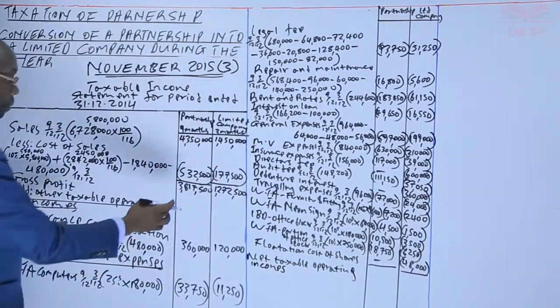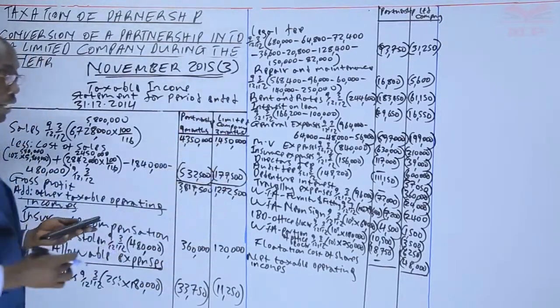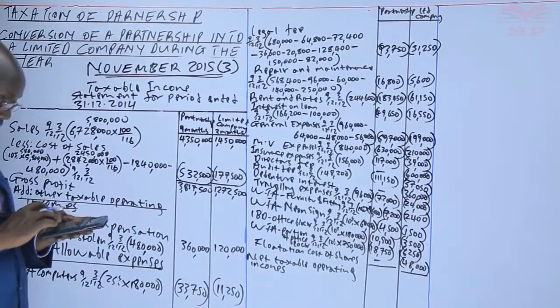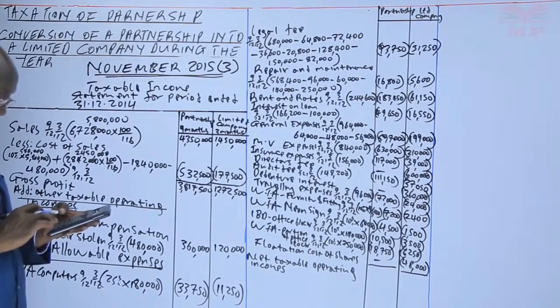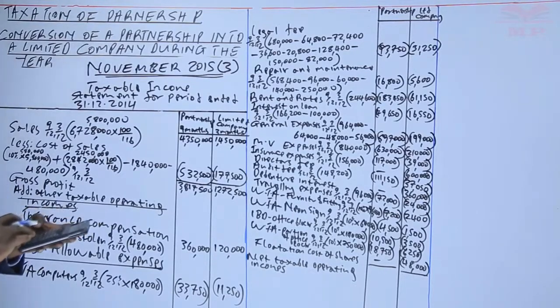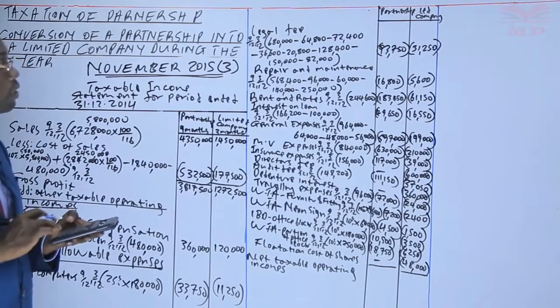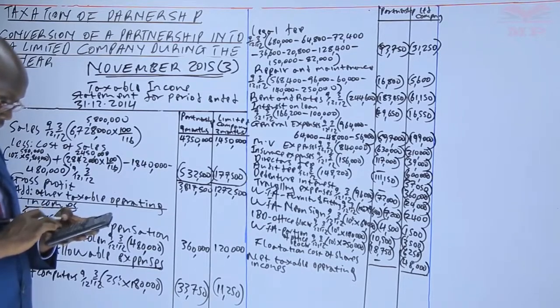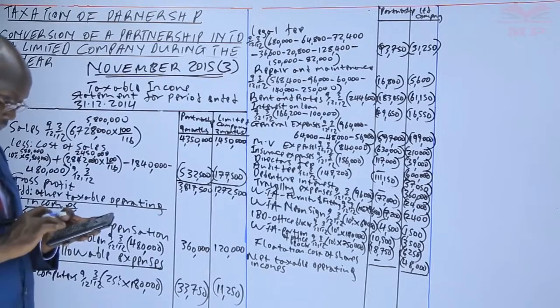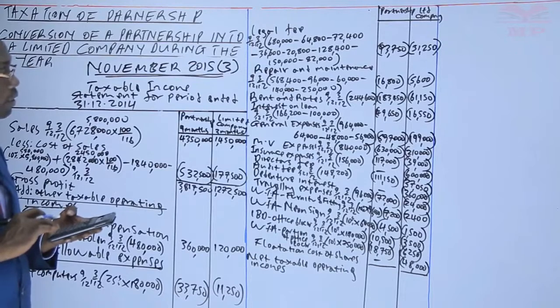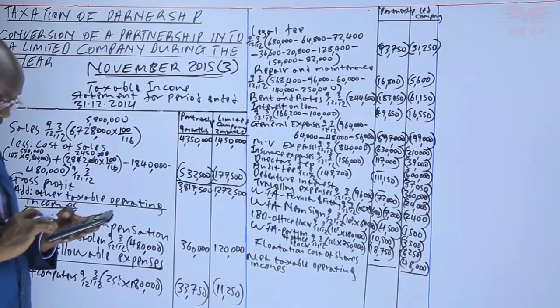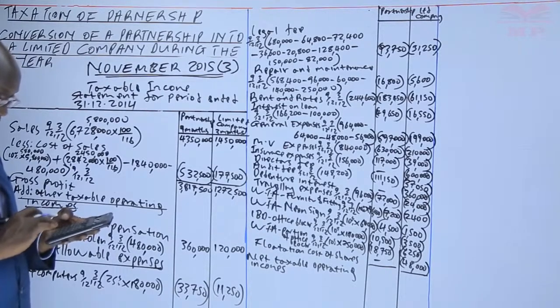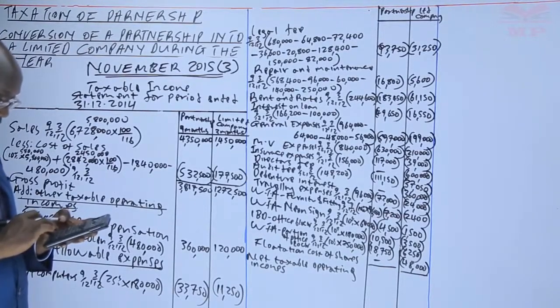So what we do, we start from here, the gross profit plus other income minus the, now the allowable expenses. We start with the first one, 3,817,500, and then we add 360,000, and then we minus 33,750, and then we minus 93,750, then we minus 16,800, and then we minus 183,450. We minus 49,650, and then we minus 597,000, and then we minus 630,000, and then we minus 117,000, and then we minus 111,150.